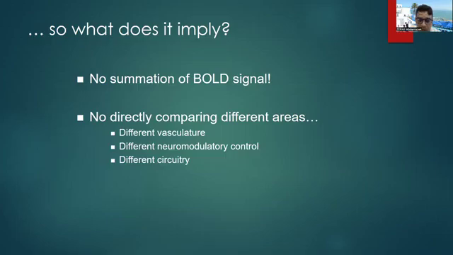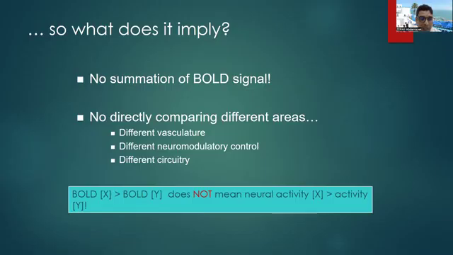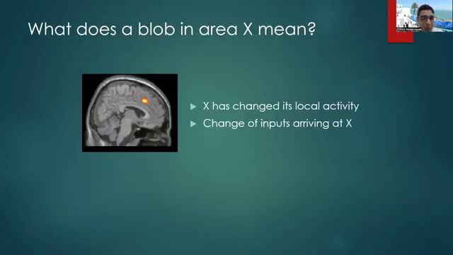So what we can understand from it is no summation of both signals, and no directly comparing different areas, because there is different vasculature, different neuromodulatory control, and different circuitry. To keep in mind, when comparing two subjects X and Y, the BOLD of X being superior to the BOLD of Y doesn't mean neural activity X is superior to activity Y. That's the rule.